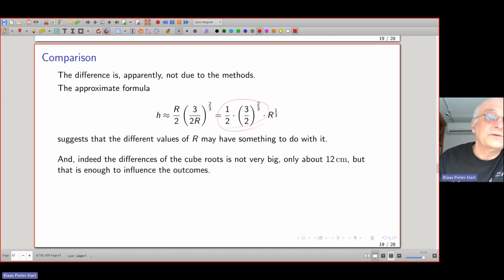So who is to blame? Well, the radius of the Earth. Is the radius to blame? No, it's the value of the radius that we used that is to blame. And we will see where those differences come from in a moment.